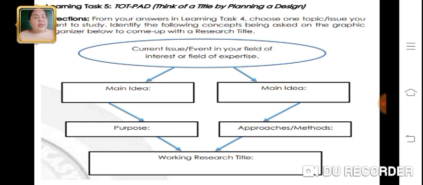Na nakasulat sa or nakatype sa bond paper, pipicturan and isesend sa Google Drive natin. Again, leaders, inform mo ako kung sino yung mga tumulong sa iyo sa paggawa nitong activity nyo to.